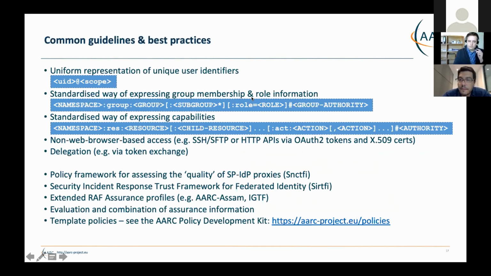So, yeah, maybe I can reply to that. Basically the answer is already in the question. Both of these specifications, both for the group membership and role information, and also for the capabilities, it is correct that these are expressed using the entitlement attribute. So it's eduPersonEntitlement in SAML, or for example in OpenID Connect, the respective entitlement attribute there.